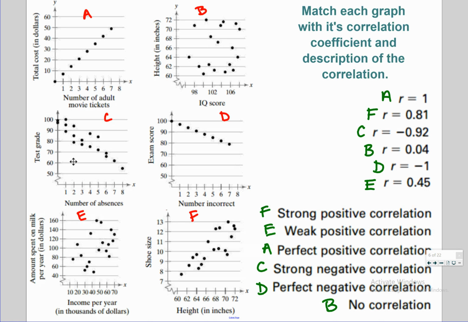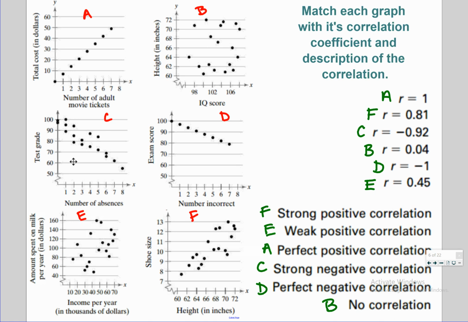E and F, when you have to determine the difference between those two, F is a little more clustered together, so that R value is going to be a little bit closer to 1 rather than E. You can still see it's going up from left to right, but it's a little more spread out, so we would say that's an example of a weak positive correlation. So 0.45 versus 0.81, that's how you can tell the difference between those two. Okay, how'd you do? Good?